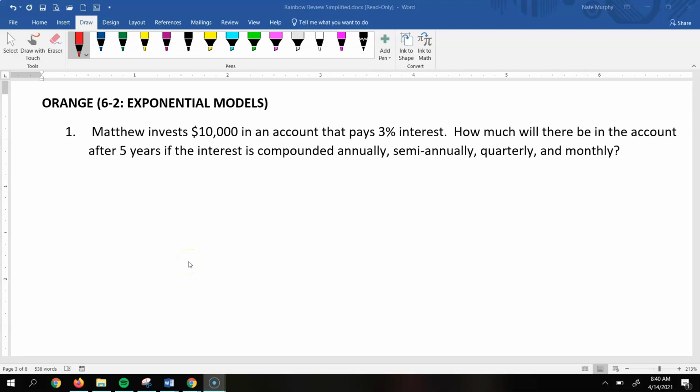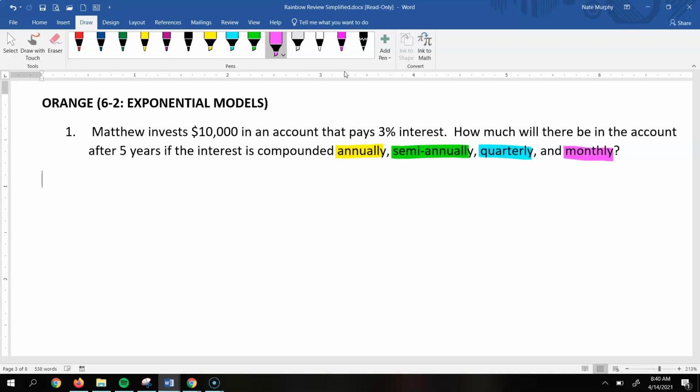Right, so in this video we're looking at the orange section, so let's start with number 1. Here it says Matthew invests $10,000 in an account that pays 3% interest. How much will there be in the account after 5 years if the interest is compounded annually, semi-annually, quarterly, and monthly? Okay, so here we have 4 different problems that we're going to have to solve.